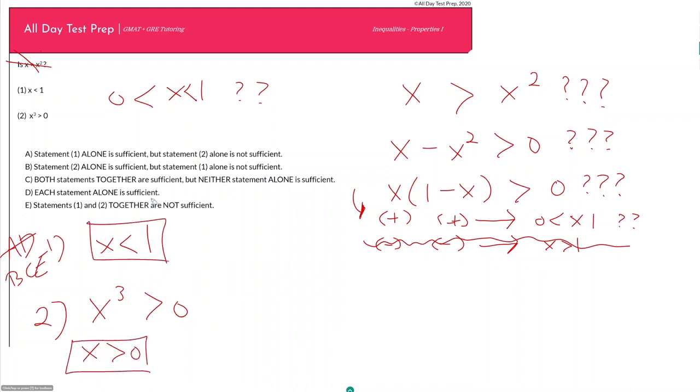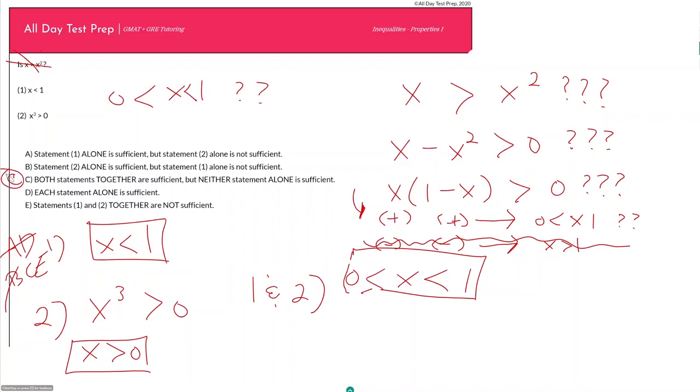And so knowing that x is greater than 0 is still not sufficient to answer our question. We need to know if it's between 0 and 1, so this is still insufficient. But now, looking at them together doesn't require much work at all. Statement 1 tells us x is greater than 0. Statement 2 tells us x is less than 1. The question is asking, is x between 0 and 1? So together, this directly answers our question. C.